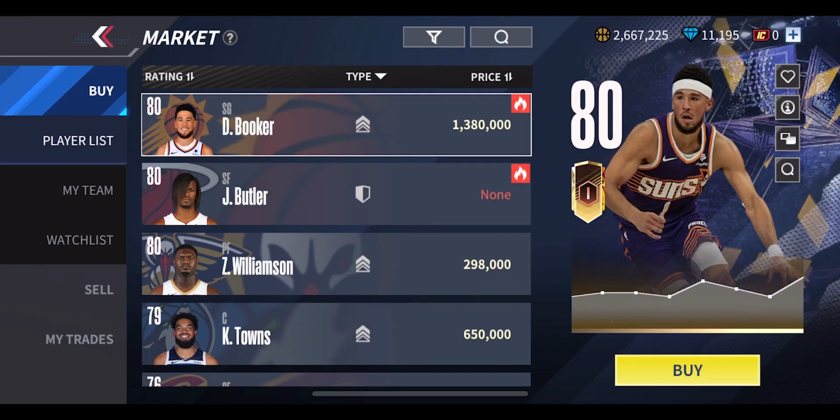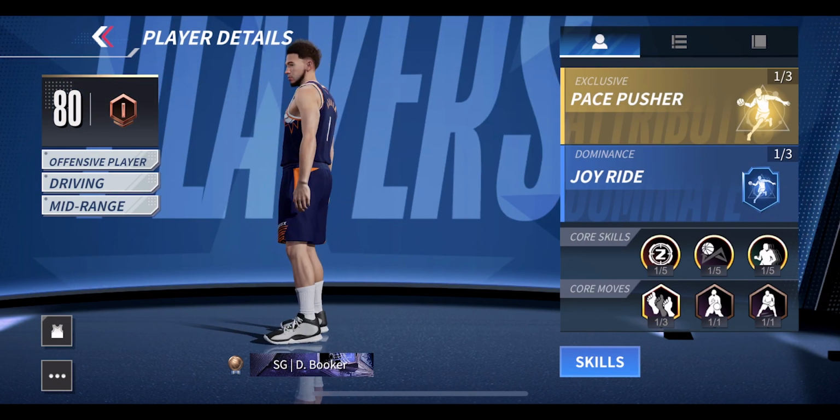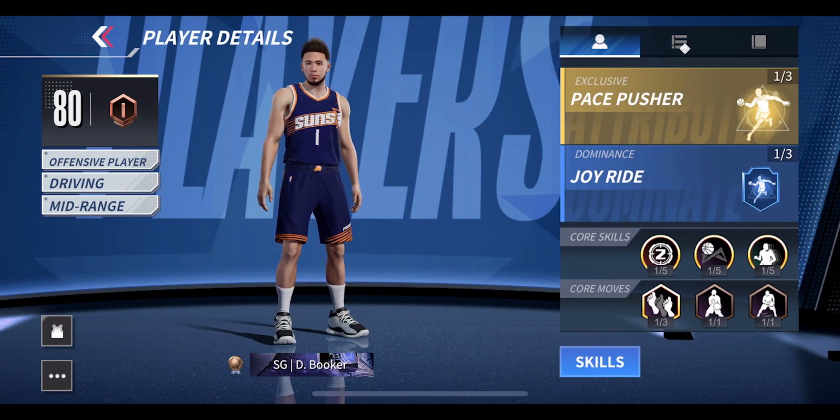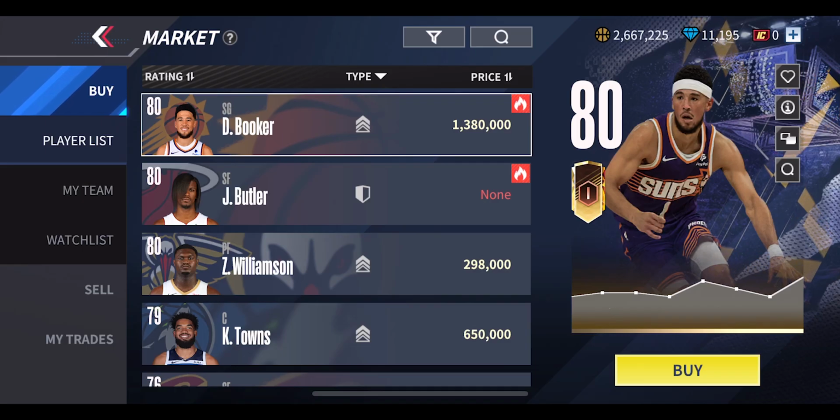It is also possible through the market to view every single card in the game. If you just hit on info, you can see this will show me the player at 80 overall. You can look at things such as their stats, of course, their skills as well. And you can also go ahead and compare different players.